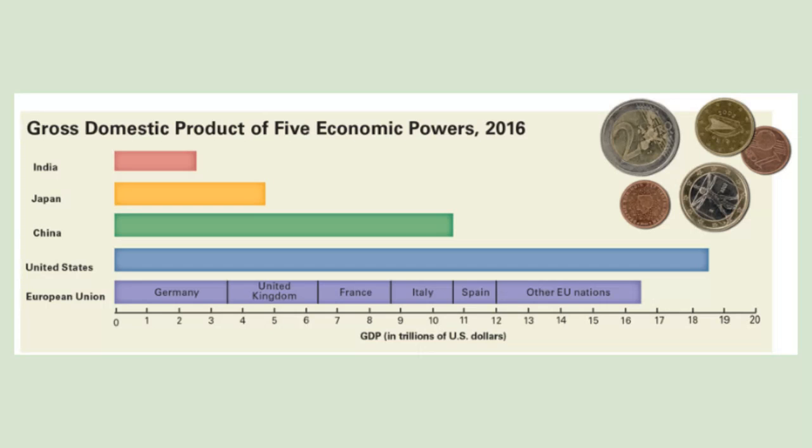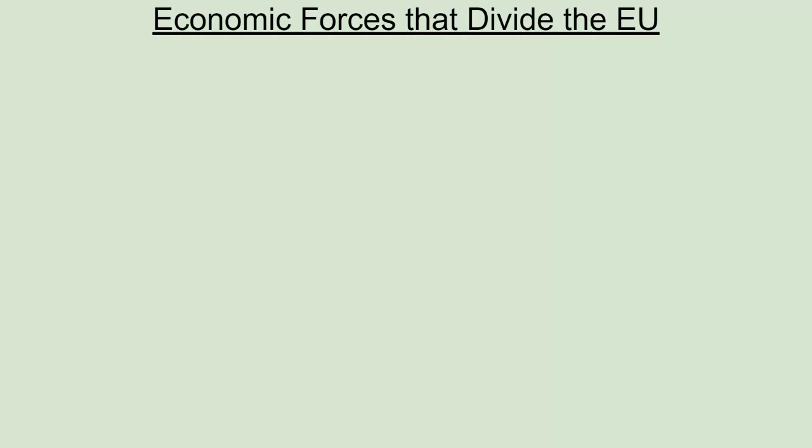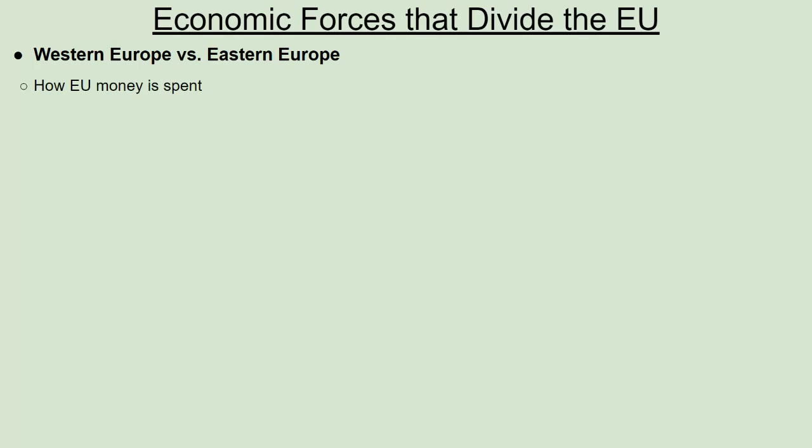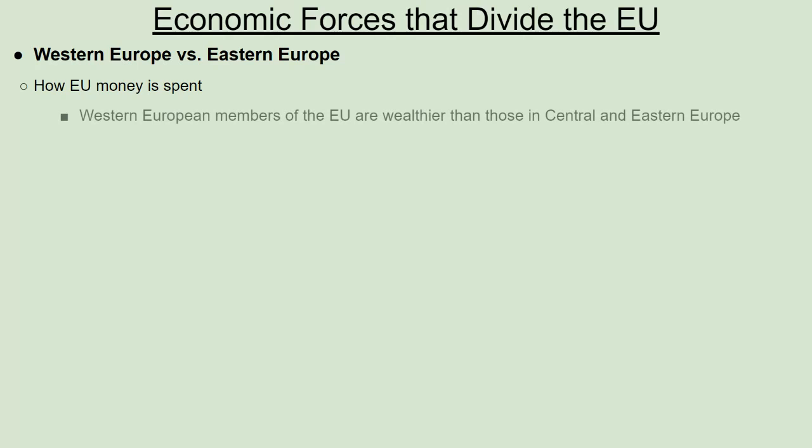Just like there are things that unite the EU, there are also forces that divide the EU. These are things that have become problems. The first, biggest and probably most prevalent problem with the European Union economically today is Eastern Europe versus Western Europe. These two different parts of Europe disagree on a lot of different things. One of the big ones is how the EU spends its money. Western European countries tend to be wealthier than those in the central and eastern part of Europe.